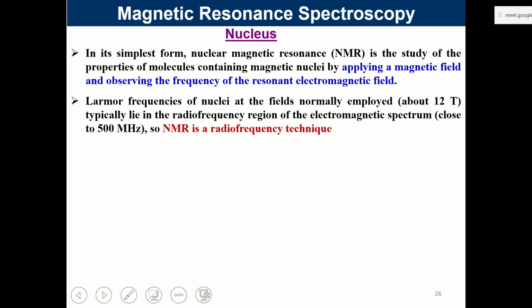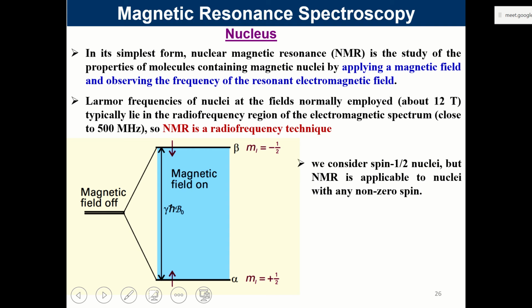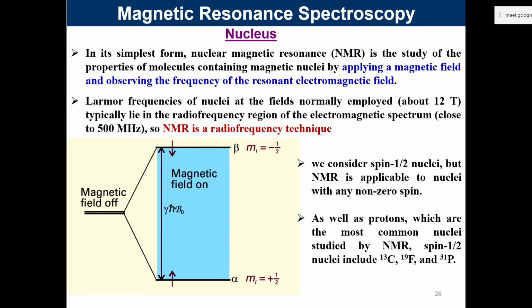So the nuclei that we have been talking about are, in a simple consideration, spin half nuclei. Take 13C, 19F, 31P. These are very important ones in chemistry, on which NMR can be done. If a molecule contains these atoms, you can perform NMR spectroscopy on it, because it will respond to the magnetic field when you put it in the magnetic field.